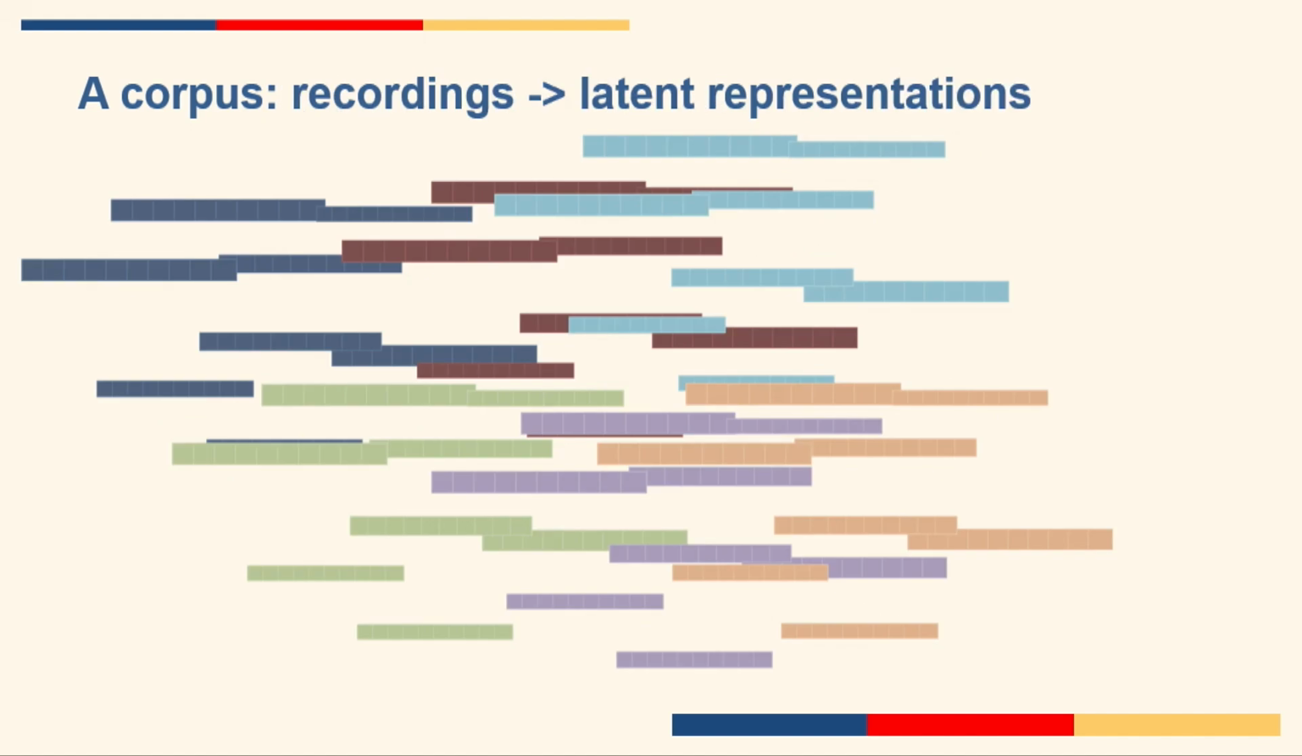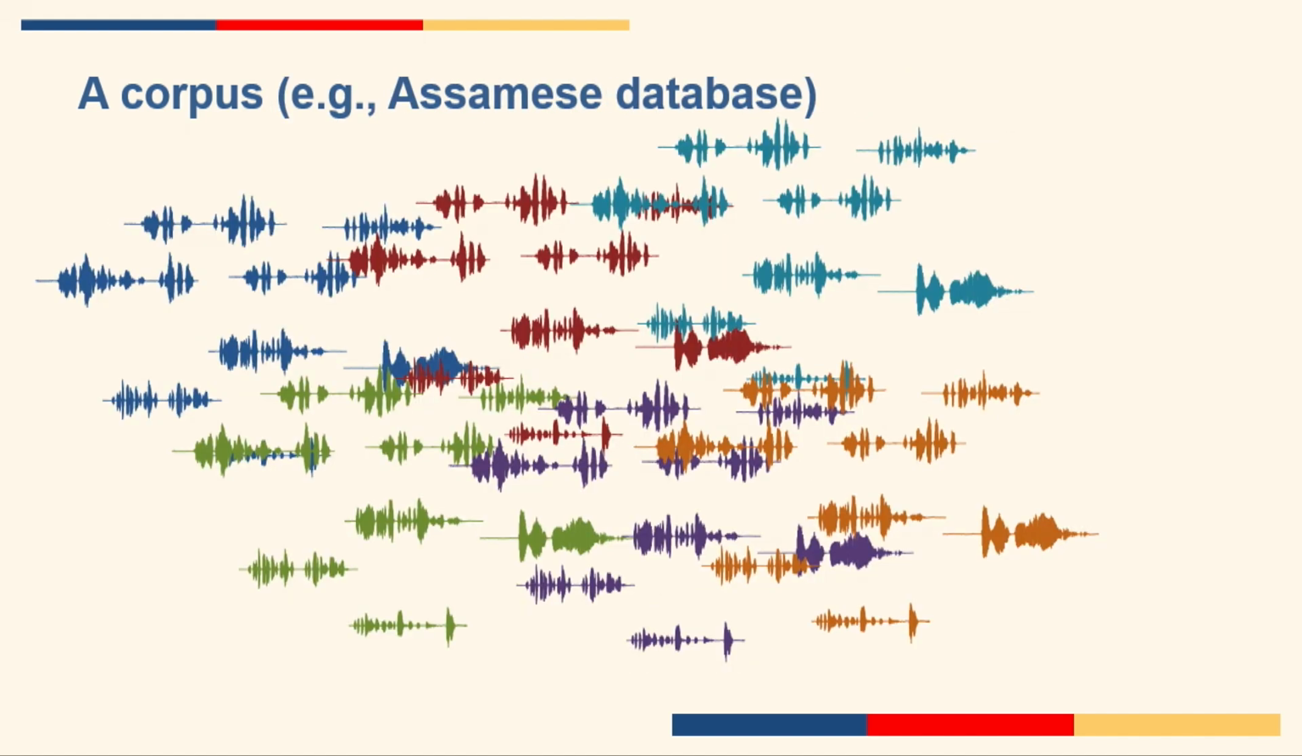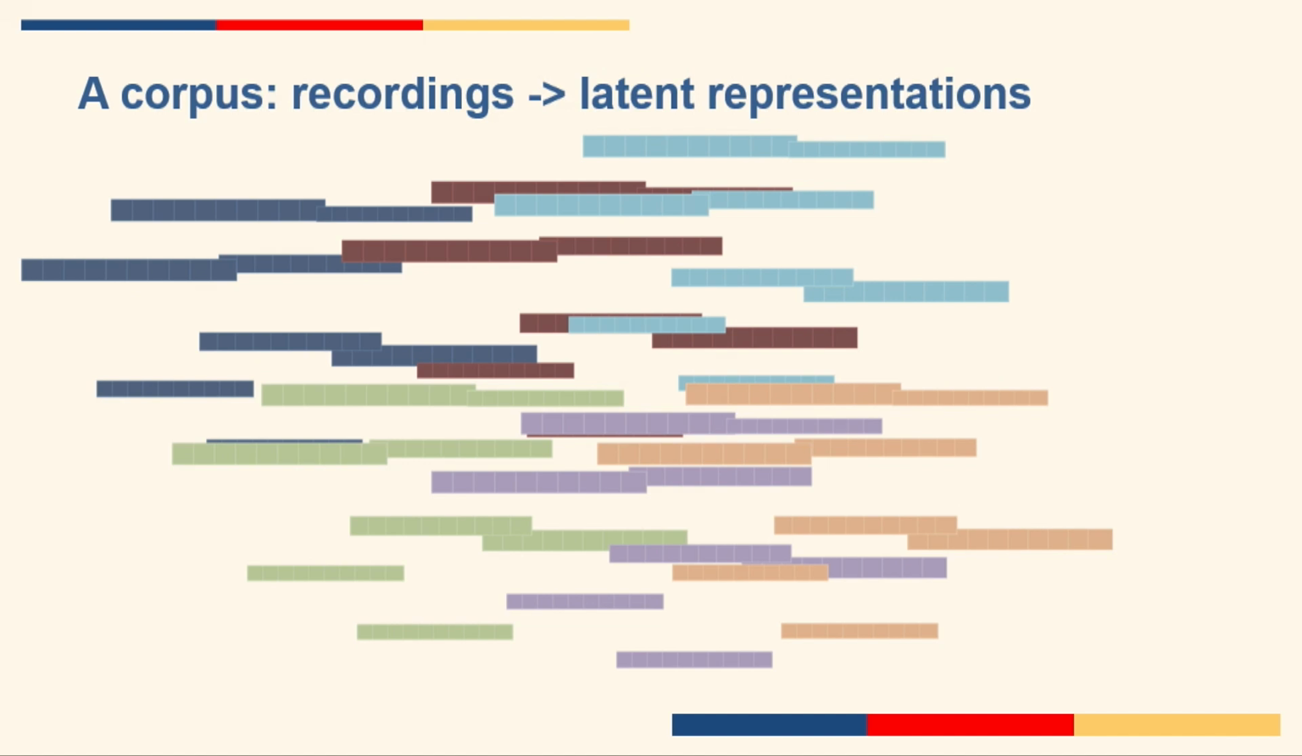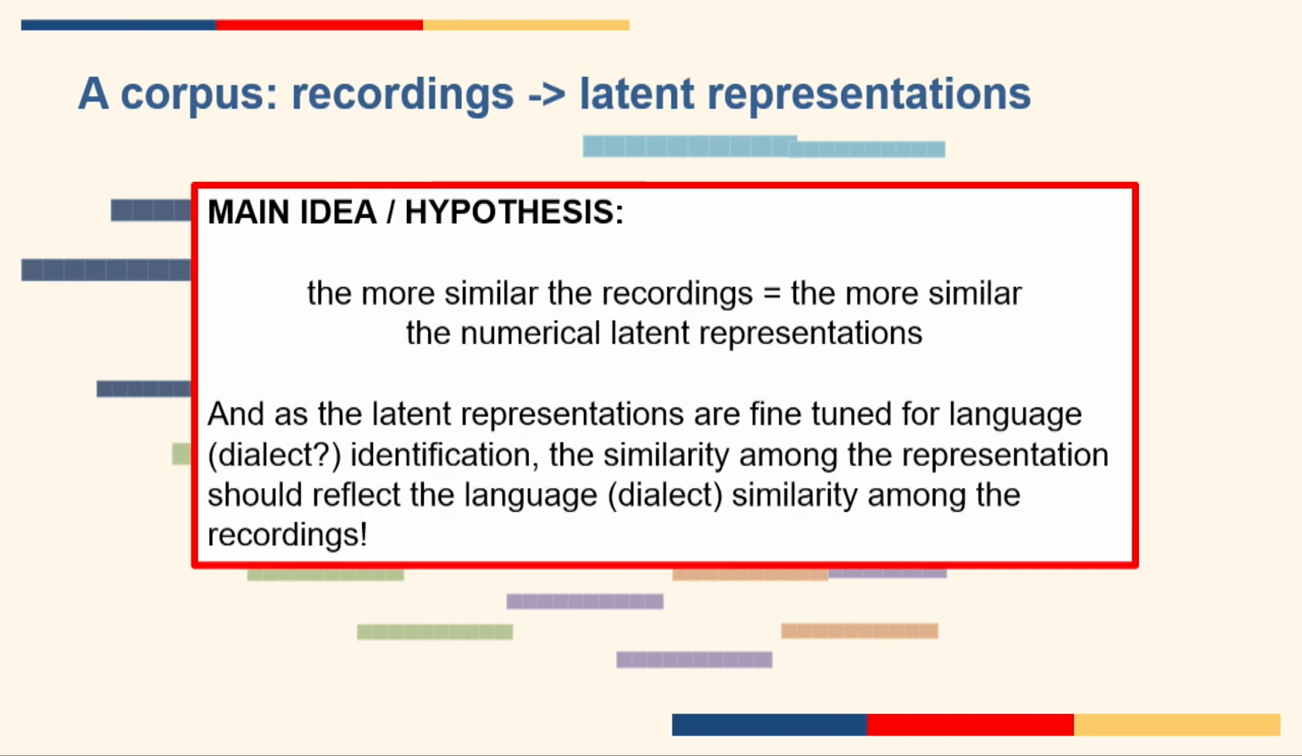So now that we have the database like that, we have a technique to translate all of these recordings to a bunch of vectors of the same length, right? And again, we keep the coloring. We remember in our metadata where each of these vectors came from. The main idea and hypothesis behind all of this exercise is this: the more similar the recordings in some particular aspect, the more similar the numerical representations are, and vice versa.